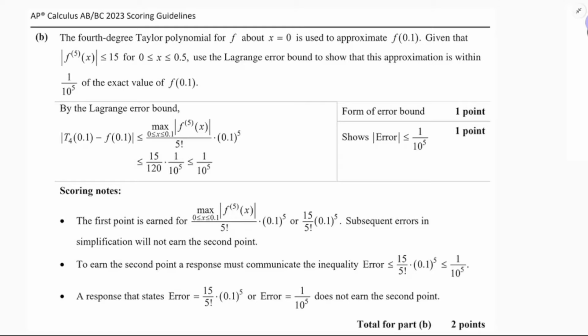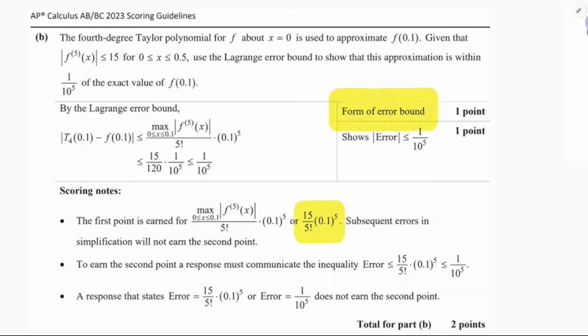Hey, so you see, probably the model solution is really nice. They simplify it. They've shown us that that's definitely less than what we were supposed to show. Okay, but the first point is earned for either that maximum business or just the 15 over 5 factorial times 0.1 to the fifth, which is what we had. Right? We had the absolute value of 0.1 minus 0 to the fifth, but we know in AP Calculus that's equivalent. We're getting the point. Okay, so subsequent errors in simplification, that's just going to take us out of the second point. So we get the point for the form of the error bound with the right answer, right?